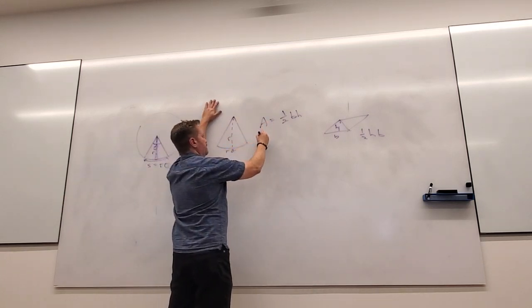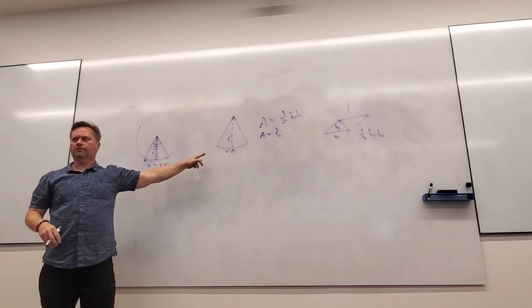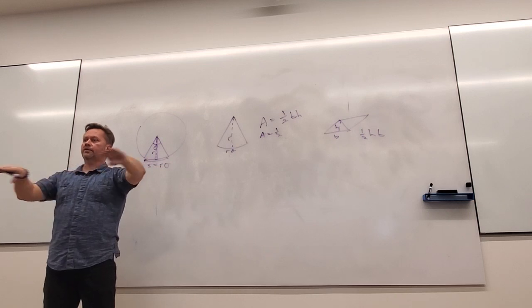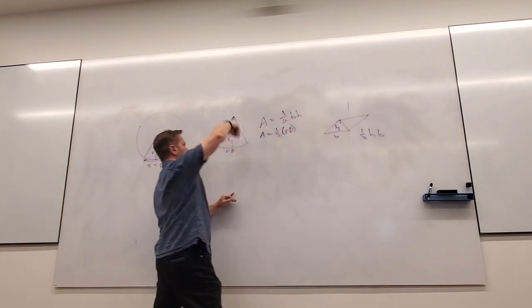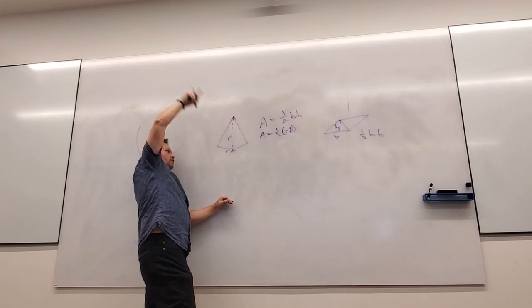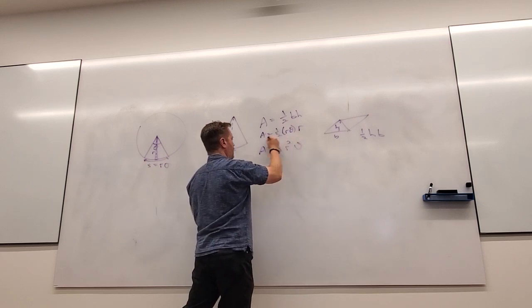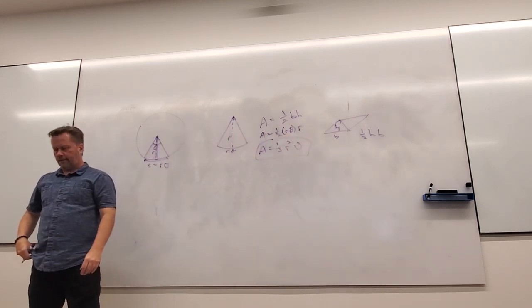What is the base? Pretend like the bottom is flat. What is the base of my triangle? What's the bottom if I pretend like it's flat? R theta, right? What's the height? R. So you get one half R squared theta. That is the formula for the area of a sector.